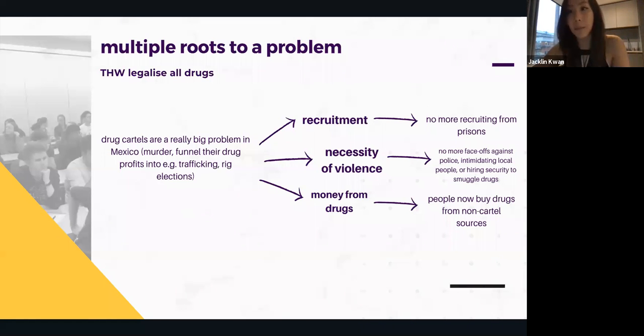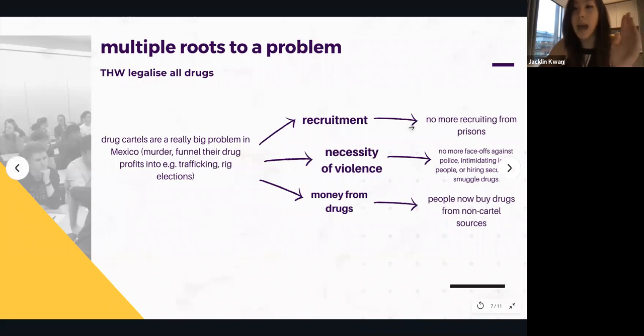Once these young men are drug mules, they'll get caught, they get put in jail, where they become more hardened criminals. The second reason why this is a really big problem is often these drug cartels need to be violent. They often need to do face-offs with the police. They often need to murder people in order for them not to squeal or comply with the police. Because of that, there's just a lot of violence involved with the drug business. And third reason as to why drug cartels are a problem, they use that money from drugs to fund things like forced prostitution, human trafficking, rigging elections, and all of these are really bad. So there's lots of reasons why drug cartels are really strong.